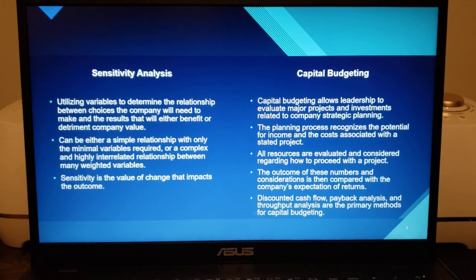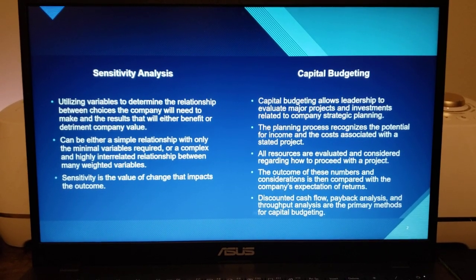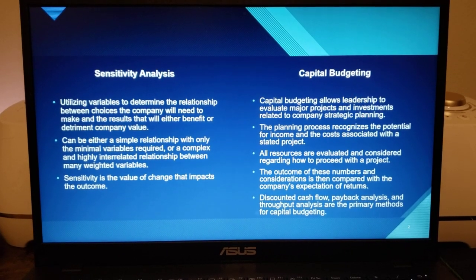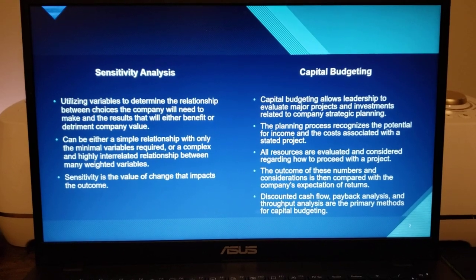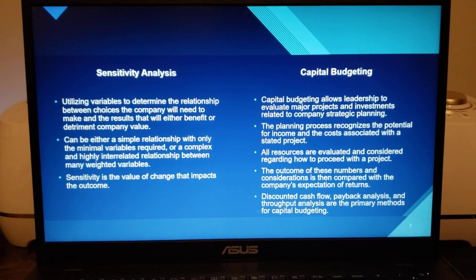Capital budgeting allows leadership to evaluate major projects and investments related to company strategic planning. So as the leadership is deciding what to do and how to place their assets, it's going to be based off of strategic planning and what they want the company to be in the future.